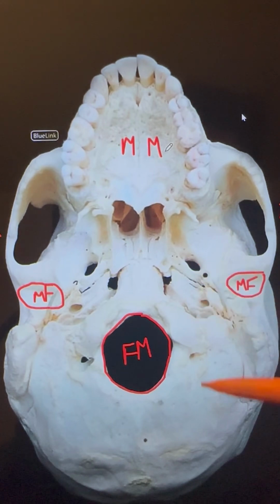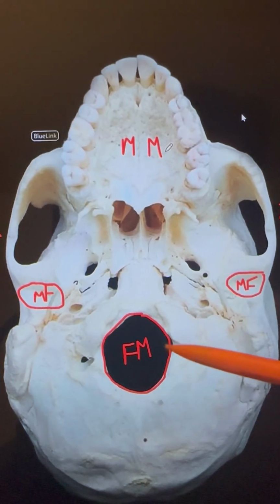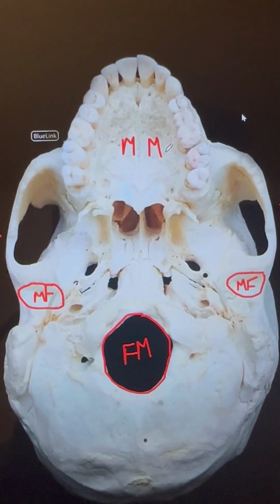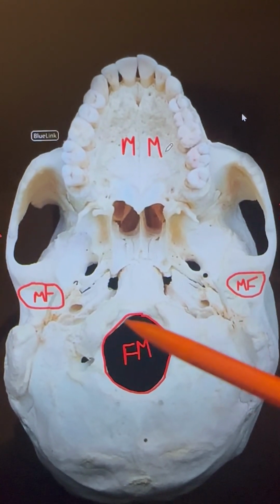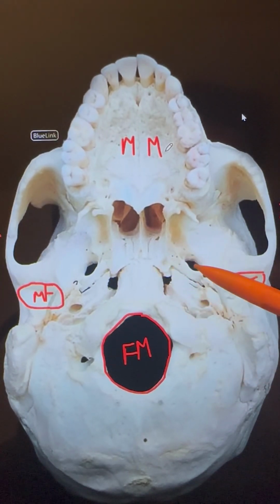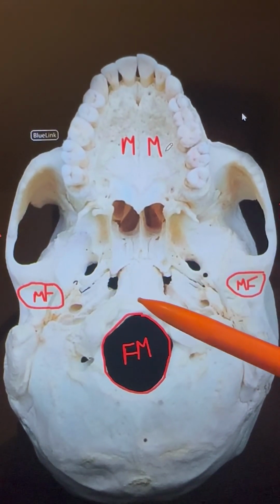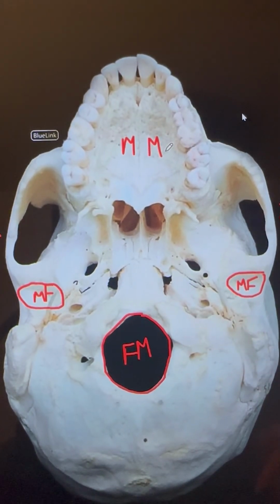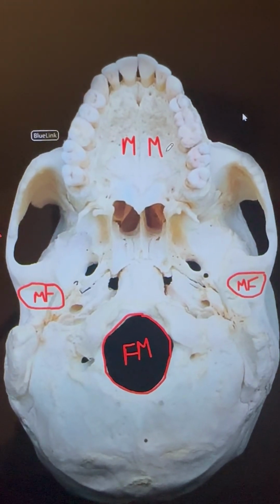And the huge, bigger hole right here is called the foramen magnum, and there are other small holes also. You can see here on both sides, this one is called foramen ovale. These two holes are called foramen lacerum. Another one is a small tiny hole on both sides. This is called foramen spinosum.